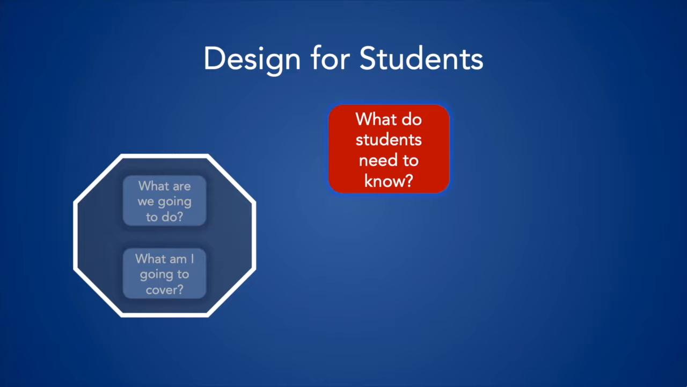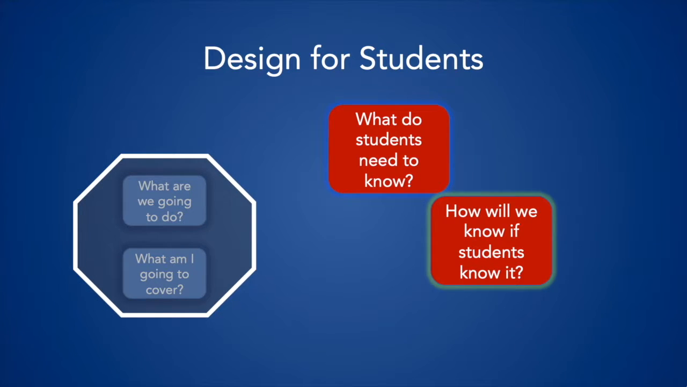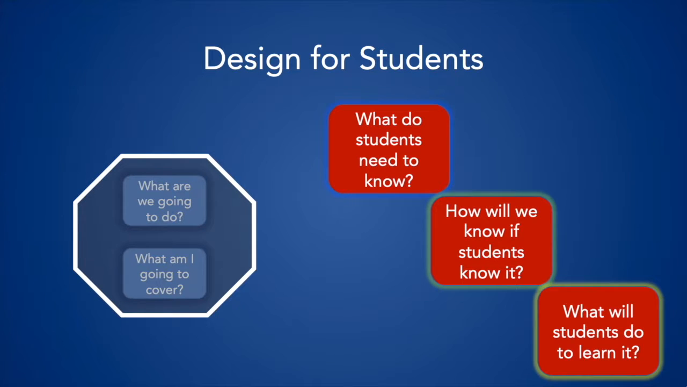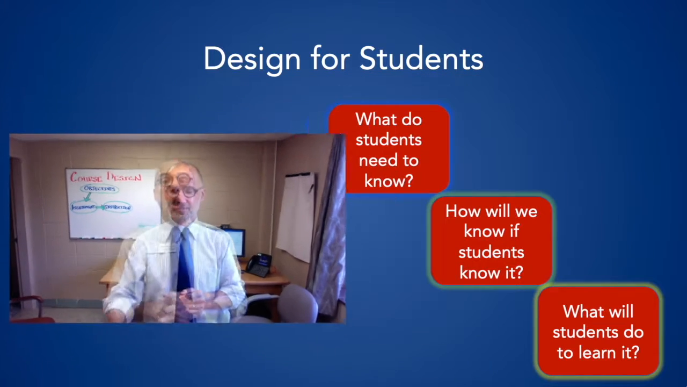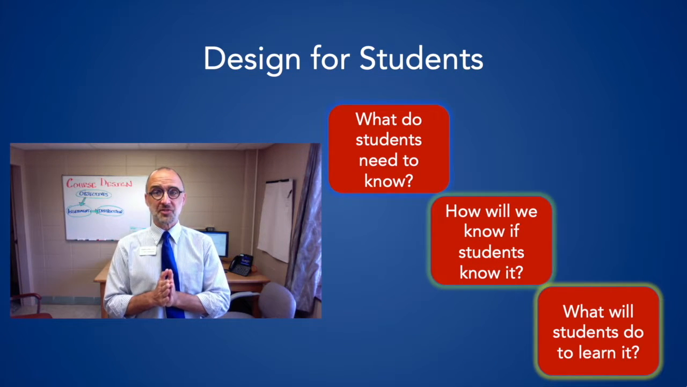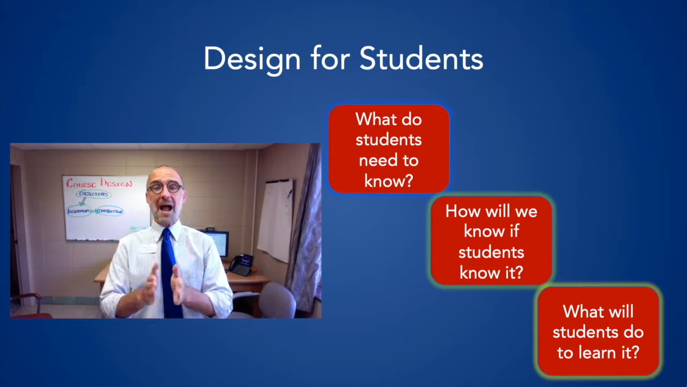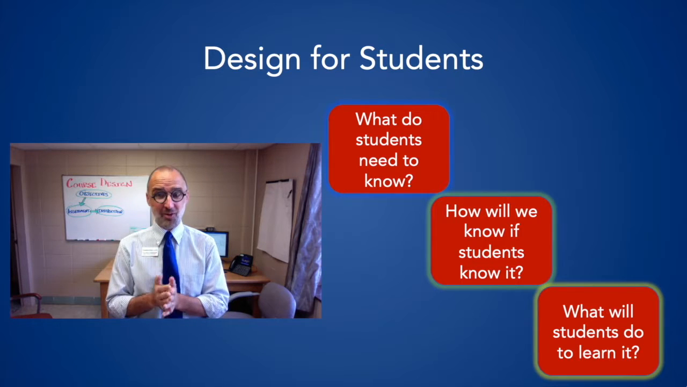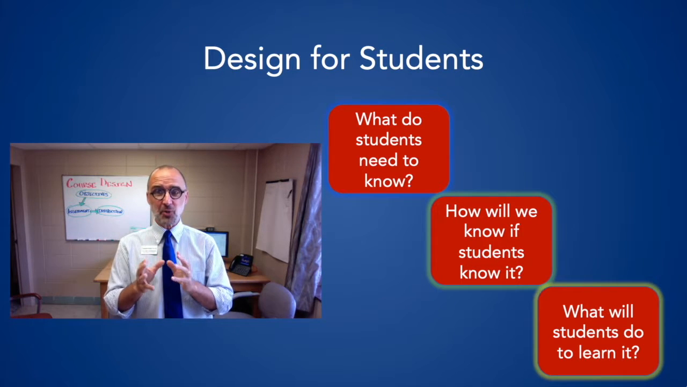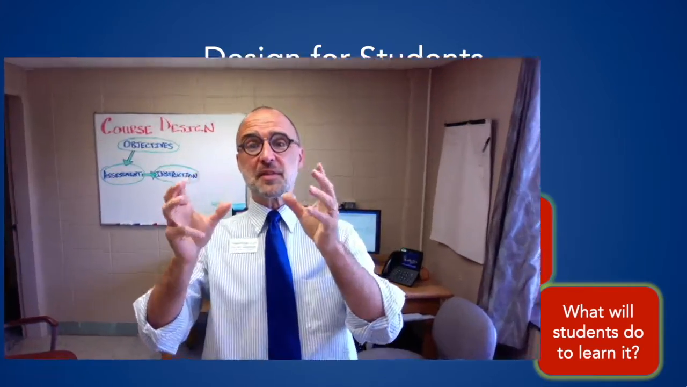Then ask yourself, how will we know if students know it? Then your third big question in designing your course should be, what will students do to learn the things that we've set out? Those three questions map out the backward design model for course design. Those three questions will translate into the three big things you should plan out for your courses.